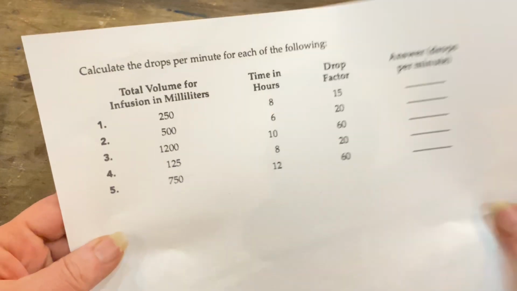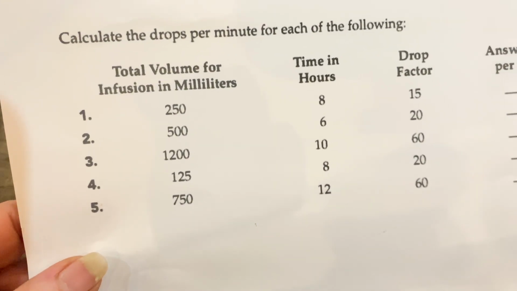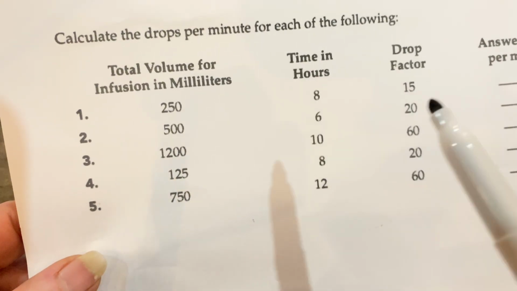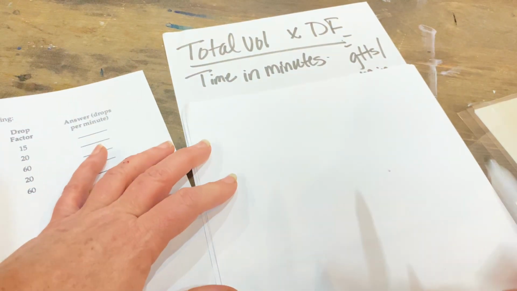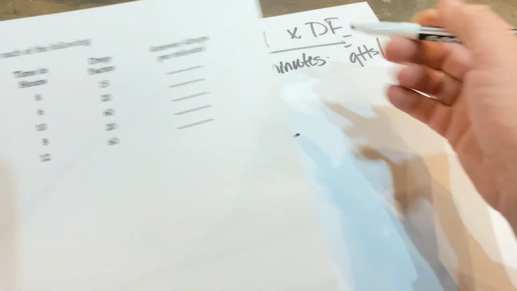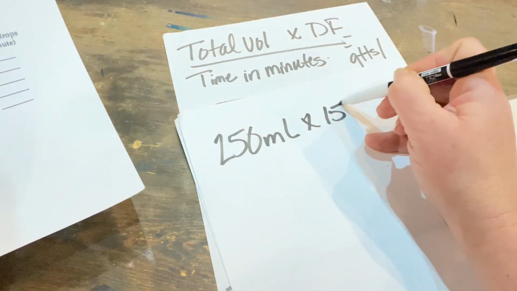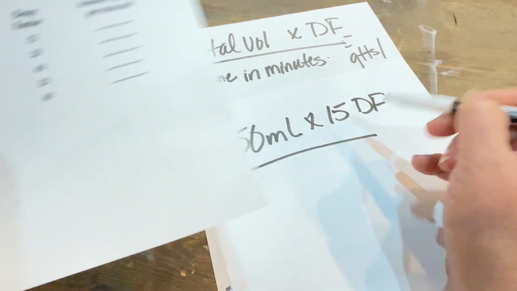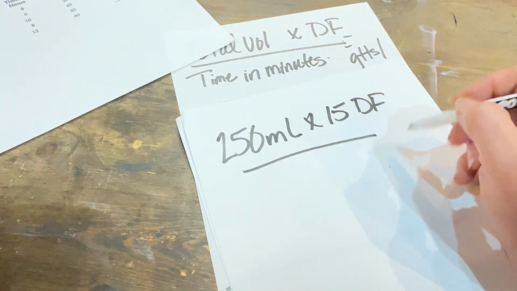All right, so here we go. Let's do this one. 250 milliliters over 8 hours with a 15 drop factor. So remember, I'm going to put this over there so you can remember what your thing is. This says 250 milliliters times a 15 drop factor divided by 8 hours. Your time's got to be in minutes though.